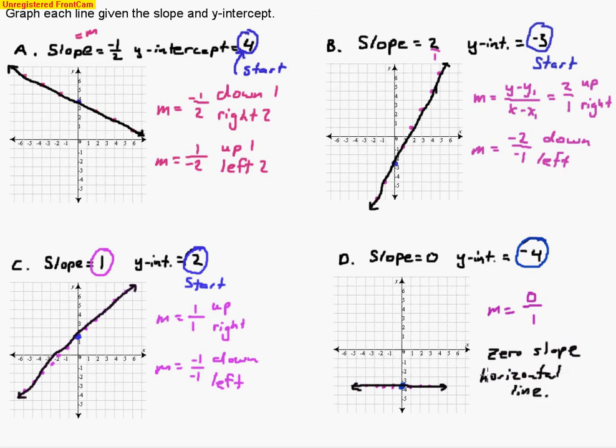So on the next problem, we're actually going to graph some lines ourselves given the slope and the y-intercept, and we'll see that in part 2.